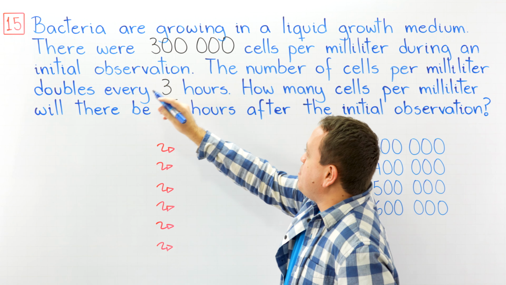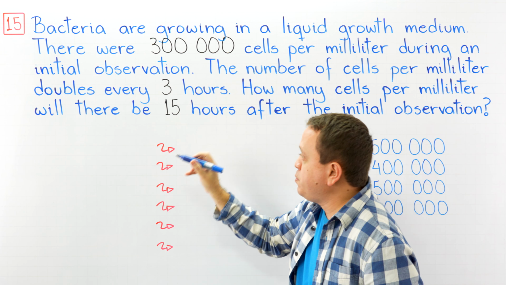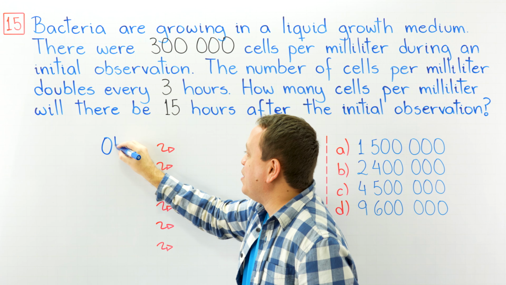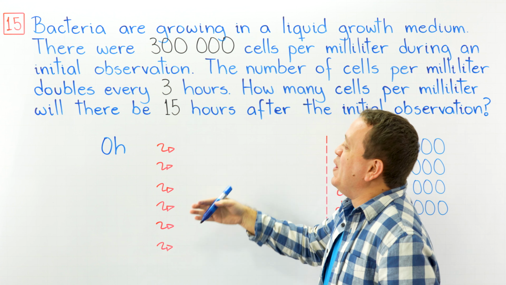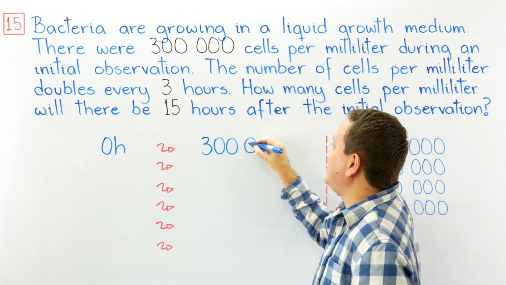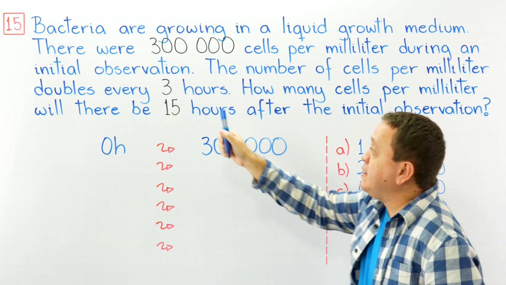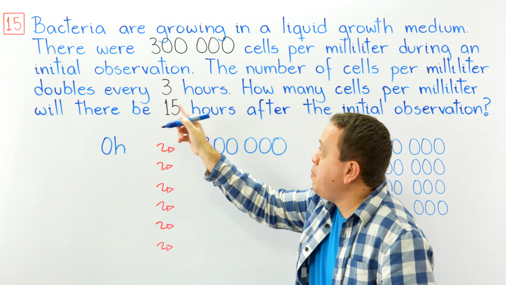Let's start with this information. There were 300,000 cells per milliliter during an initial observation. After 0 hours of the initial observation, or during an initial observation, there were 300,000 cells per milliliter. But we also know that the number of cells per milliliter doubles every 3 hours.